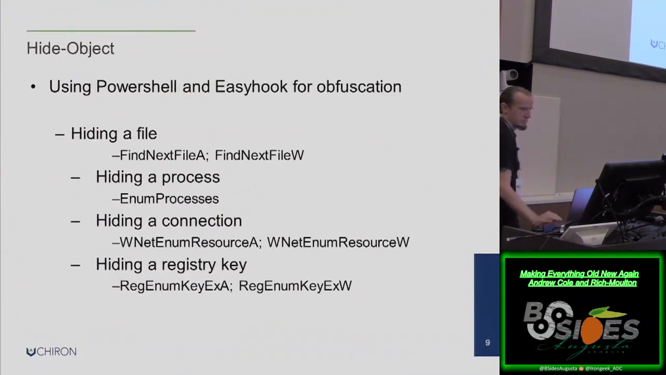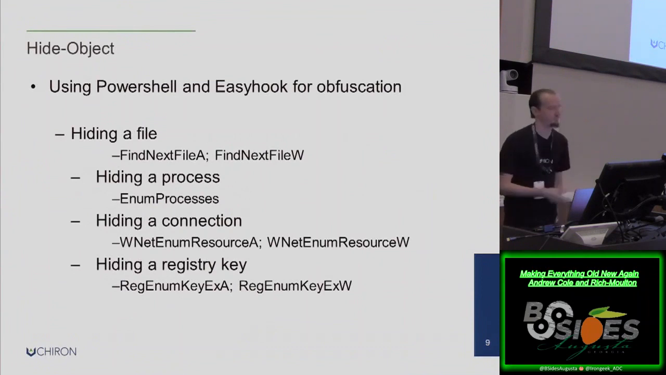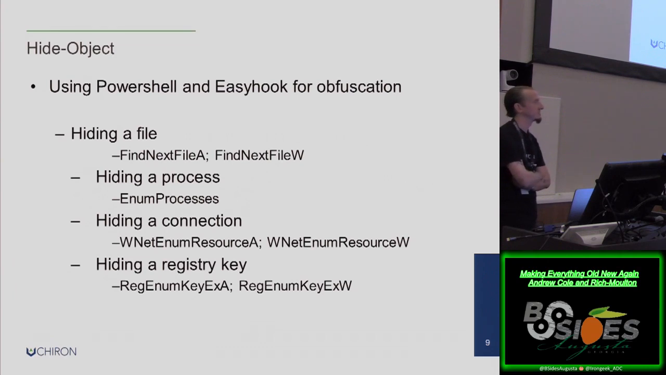Okay, so let's talk about this before we get to the demo. For the purposes of this demonstration, we took the example that exists in EasyBook and we modified it to hide a file. In order to hide a file, process, connection, and registry key, basically what you're going to do is the same thing that the EasyBook people have already done, except that you'll need to specify a different function, whatever function it is that you want to hijack.